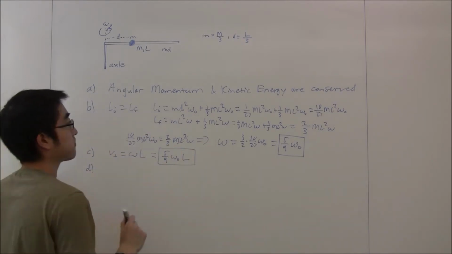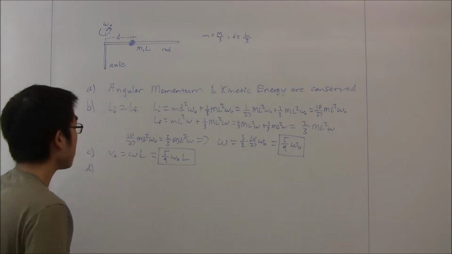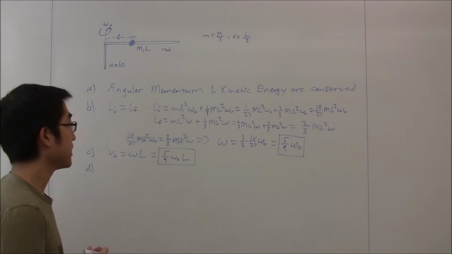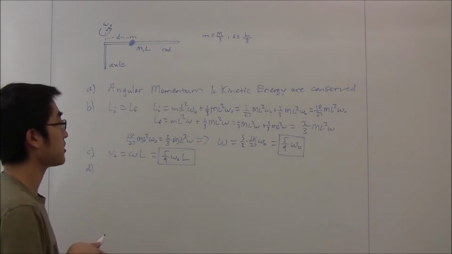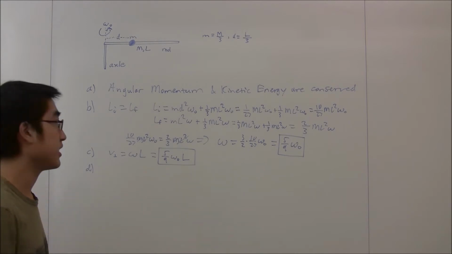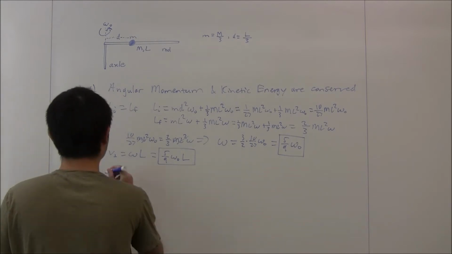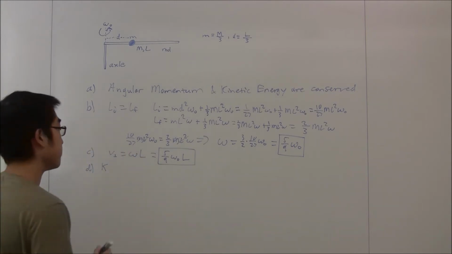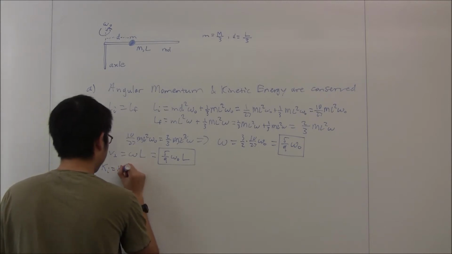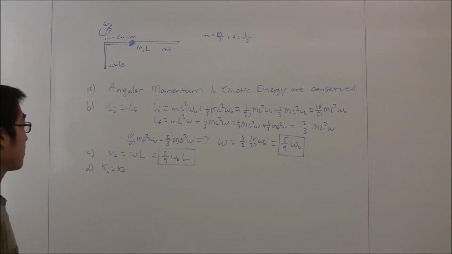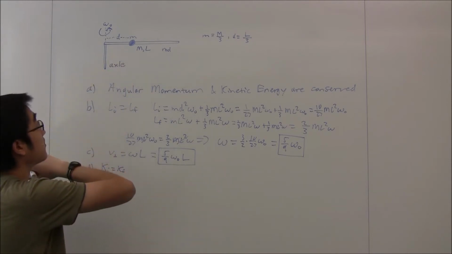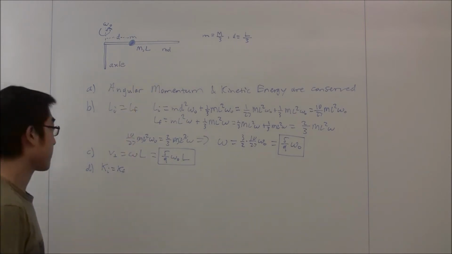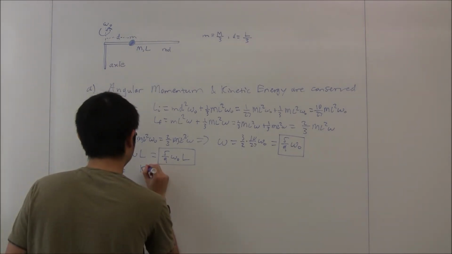Now part D of the problem, we're asked to find the speed of the bead when it's at the end of the rod. So to do this, we're going to use conservation of kinetic energy instead. So we know that from part A, the initial kinetic energy of the system is equal to final kinetic energy of the system. We're going to take initial to be the bead when it's at distance d from the axle, and final to be when the bead is at the end of the rod. So let's figure out what its initial kinetic energy is.